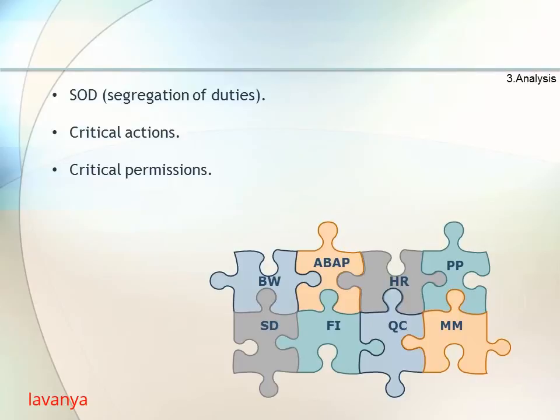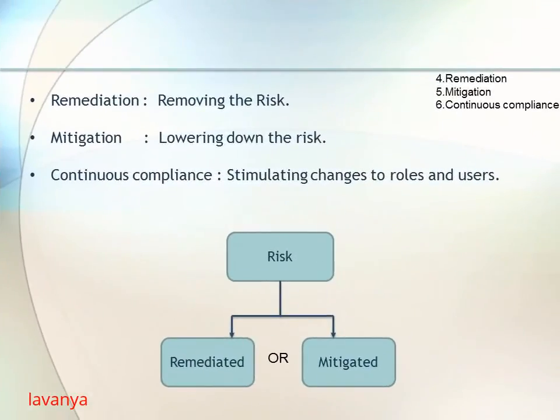If we have identified any risk in the analysis stage, either it has to be remediated or mitigated. What is remediation? Remediation is a process in which we remove the risk by deleting the access from the user which is causing the risk. For example, creation of a vendor and releasing the payment to the vendor. If user has access to these two actions, it would be a risk. By removing any one of the actions from the user, the risk can be remediated.